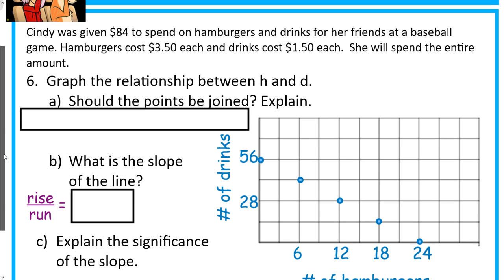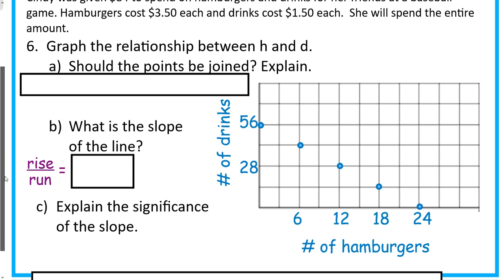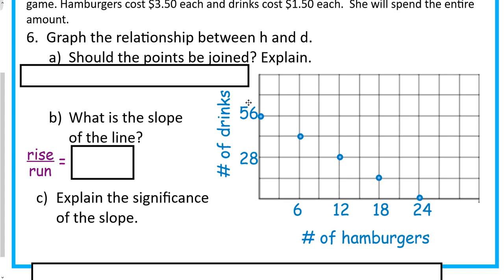Okay, question 6, graph the relationship. So I did that already here. Using the table of values on the previous page, I plotted my points. Should the points be joined? Is it okay for us to draw a straight line through these?